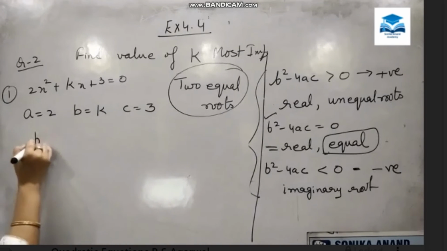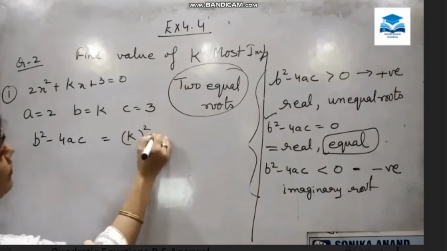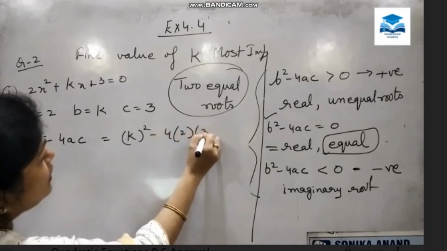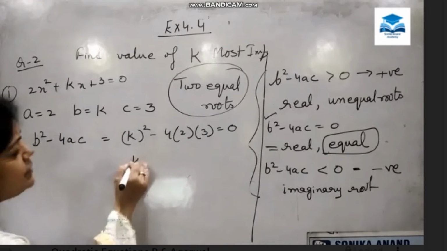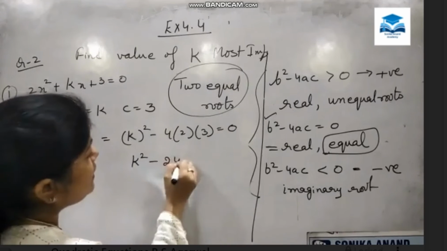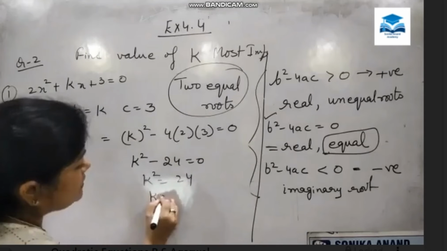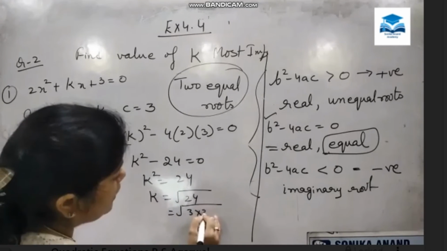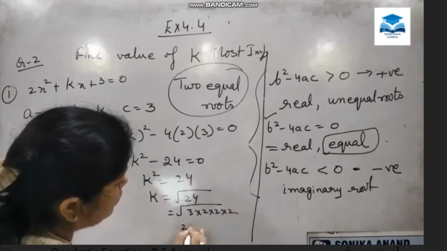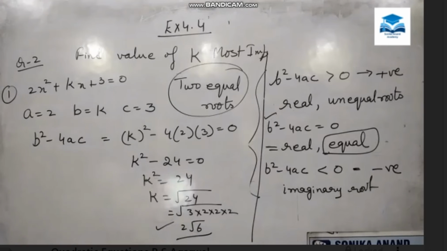So now we have to find b square minus 4ac. So k square minus 4 into 2 into 3 and we equate it equal to 0. So we get k square minus 4 2s are 8, 8 3s are 24 is equal to 0. So k square is equal to 24, or we can say k is equal to under root 24. That is under root 2 into 2 into 2 into 3. That means 2 under root 6. Okay. Now in the same way, the next question.